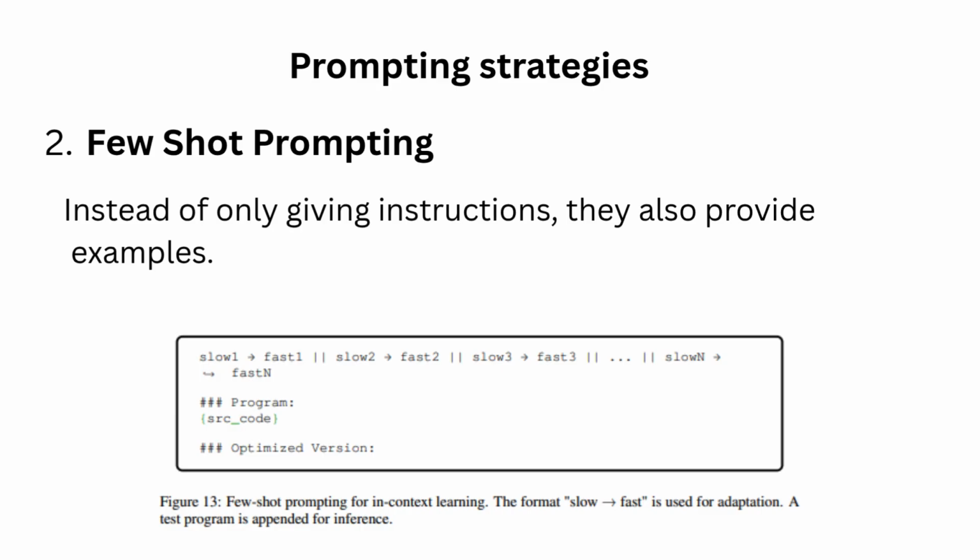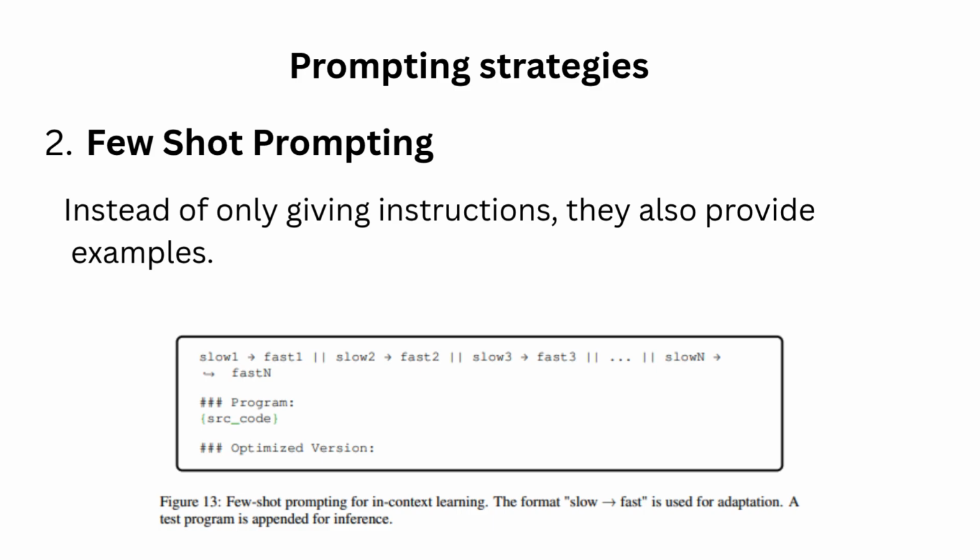For example, the model might first see a slow implementation using nested loops, followed by a faster version that uses a hash map solution. After seeing a few examples like this, the model is then asked to optimize a completely new piece of code. So, what is actually happening here?